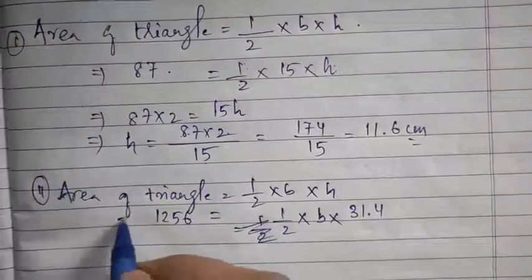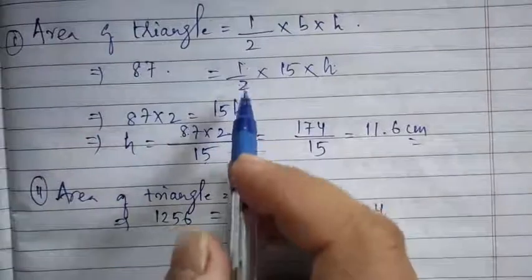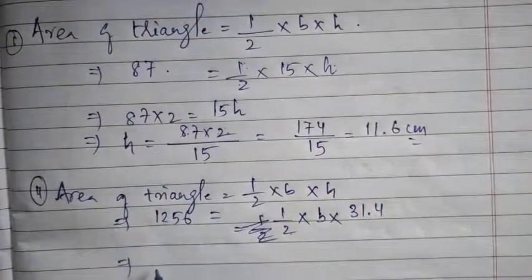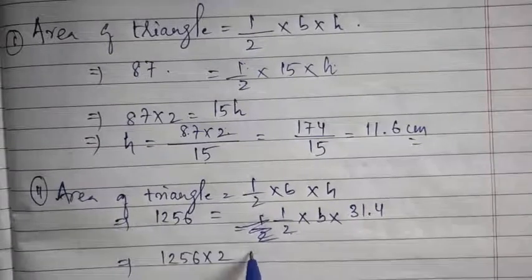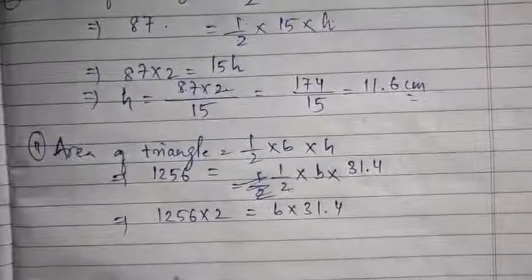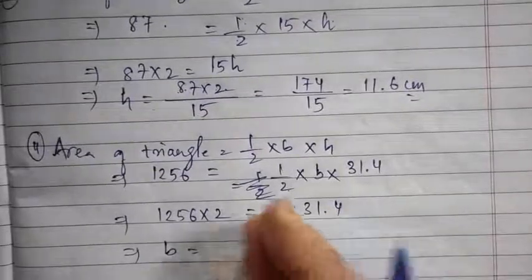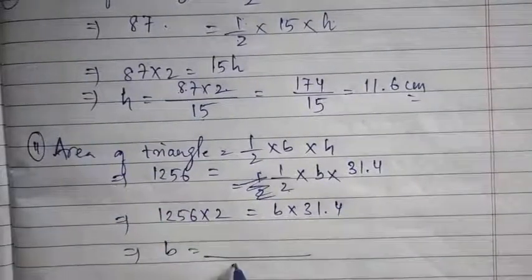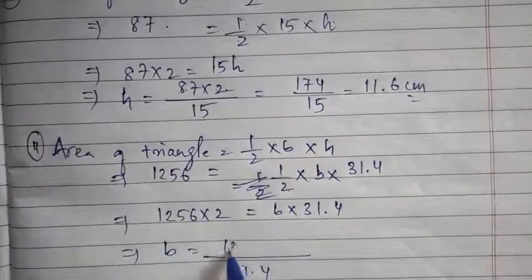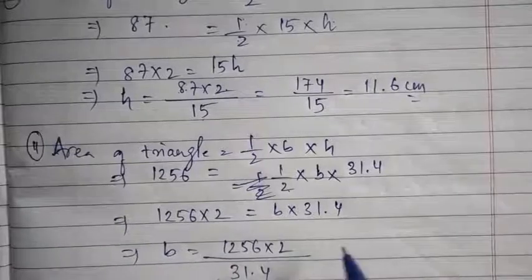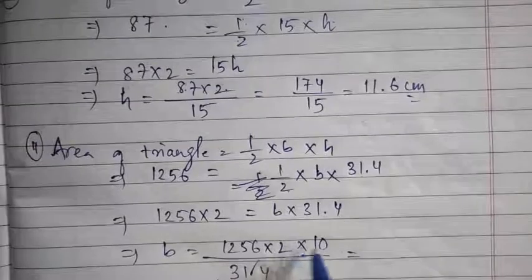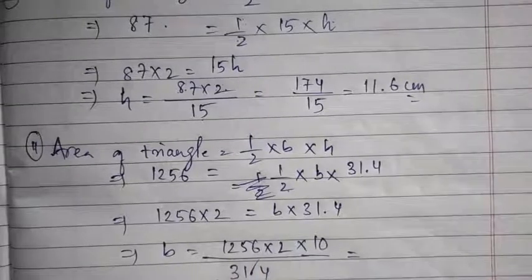Now similarly to the previous question, what we did, 2 we brought over here. So let us bring this 2 over here only. 1256 into 2 is equal to B into 31.4. Now B will be on the right hand side, and 31.4 will be the denominator, and 1256 into 2 will be the numerator. Remove this point, write the 10 here. Now multiply this.